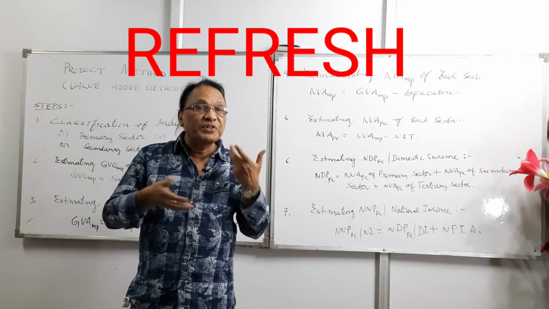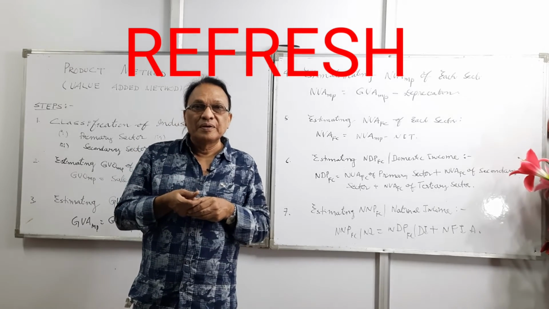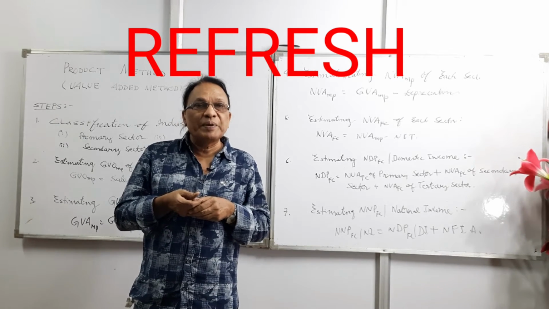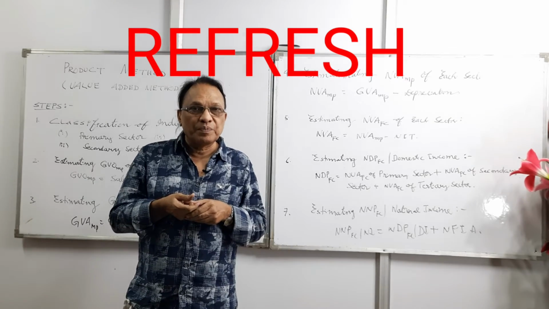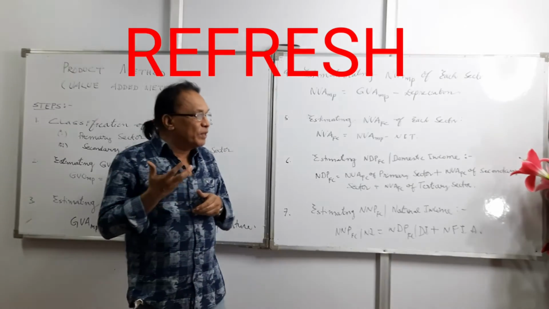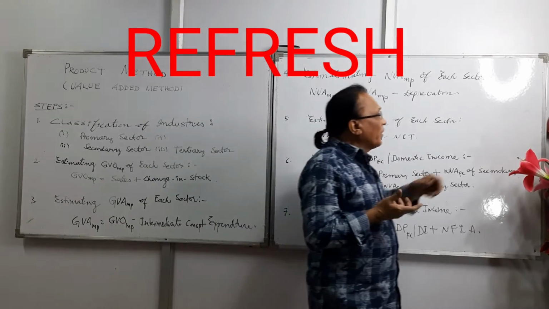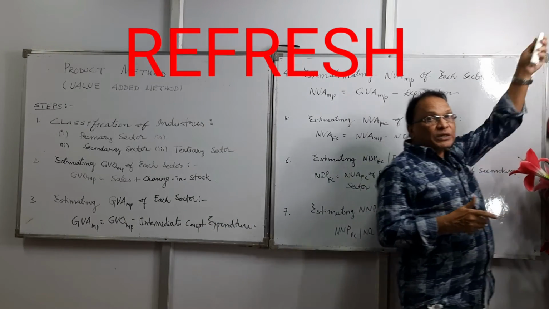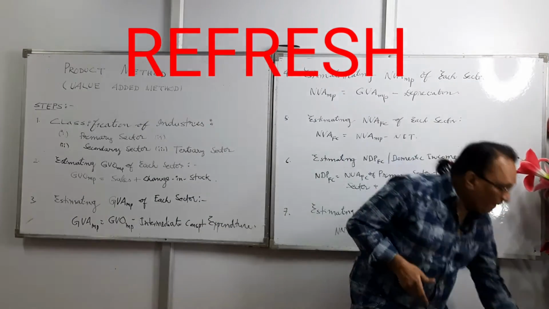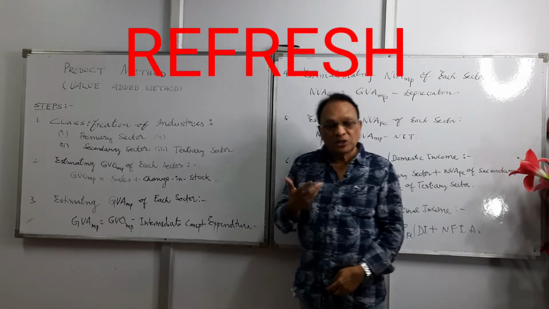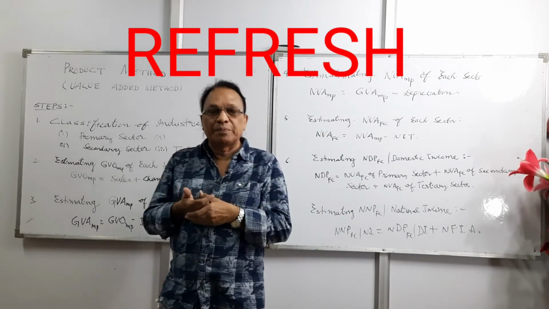By any of these methods, the answer will be the same. Whether you do it by product method or income method or expenditure method, the national income will remain the same.